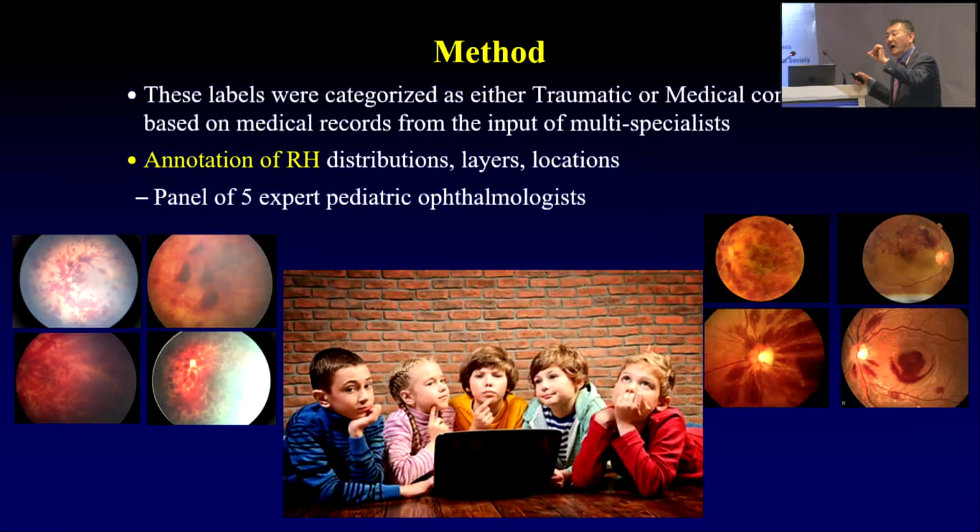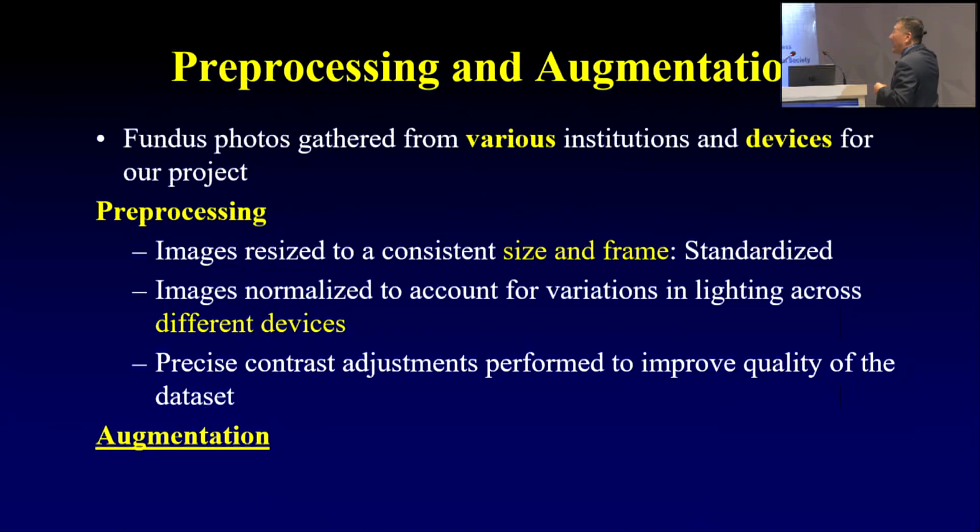So we identified and delineated the retinal hemorrhages, and then we looked at whether it's pre-retinal, intraretinal, or subretinal. And if there are areas of retinal schisis or retinal detachment, it had to be specifically annotated. So it was a daunting task, and we took lots and lots of time. And then these images had to be pre-processed and then augmented. What does that mean? So, pre-processed.